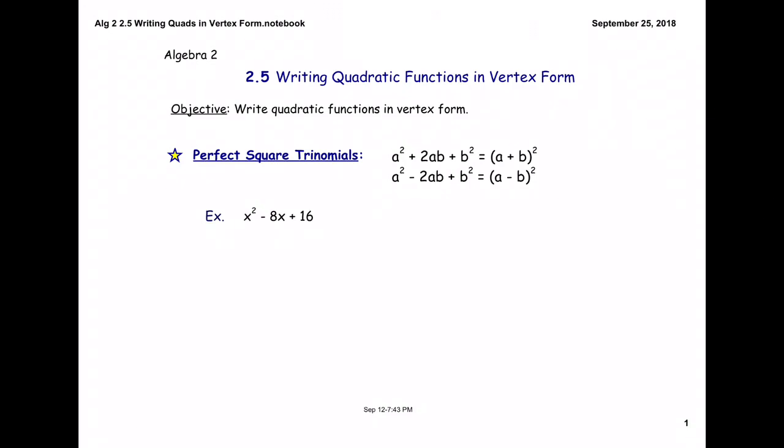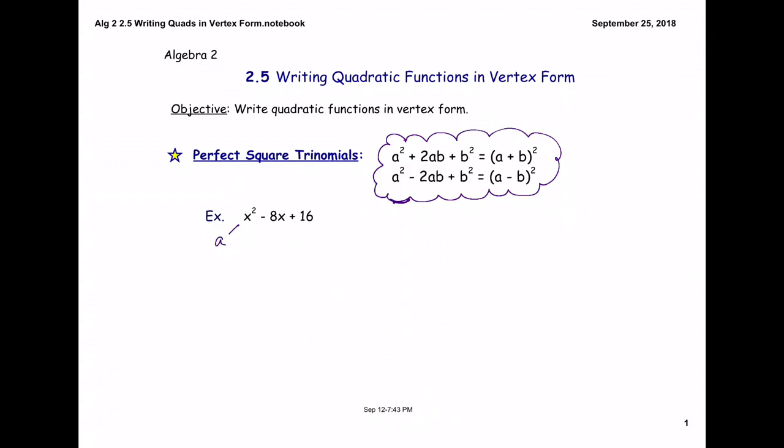When we look at a perfect square trinomial, if we have a squared plus 2ab plus b squared, it would equal a plus b squared. If we have a squared minus 2ab plus b squared, it would result in the binomial a minus b squared. So when we create a perfect square trinomial, we look at our terms.